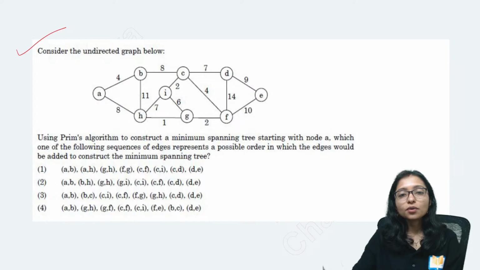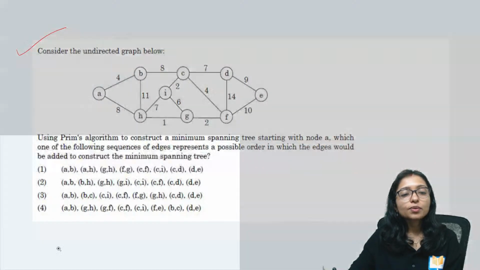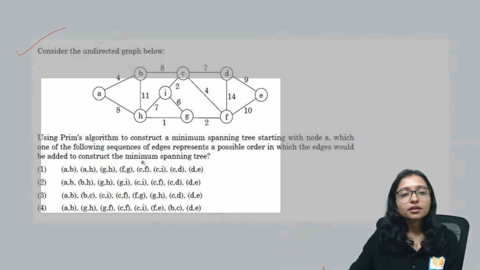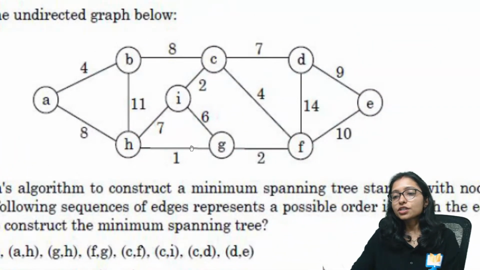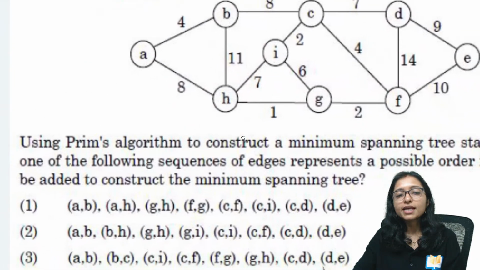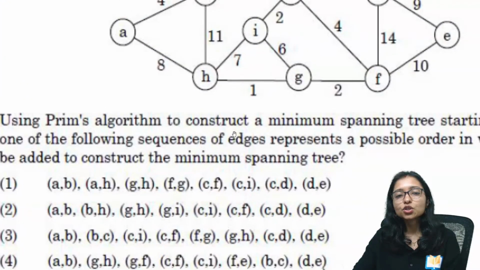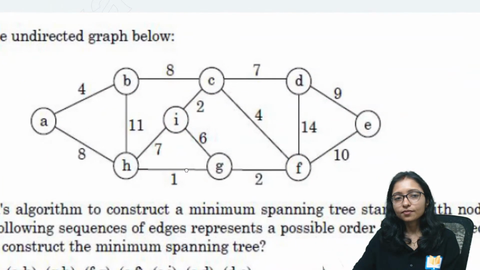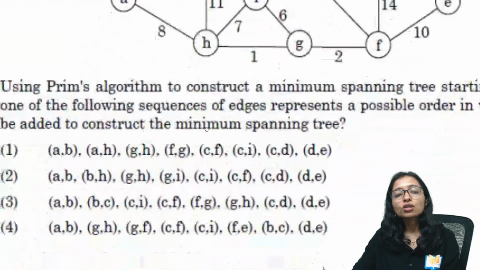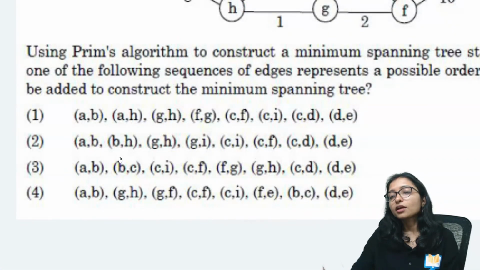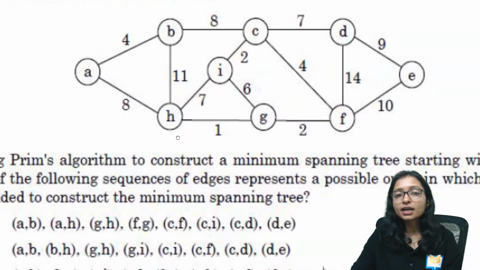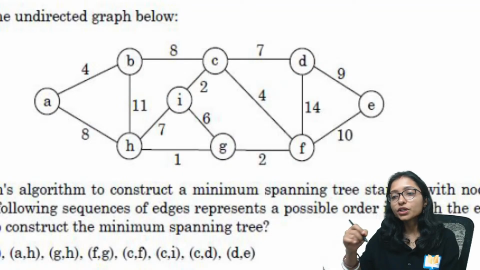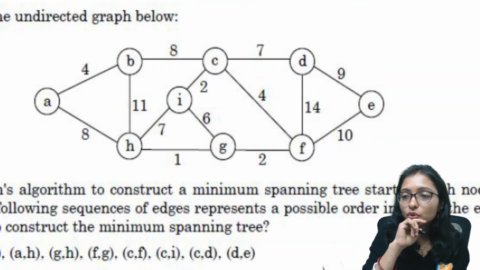This is the question on Prim's. I am zooming a little bit so that it will be visible for you. Check it. This is the graph. You have to do it using Prim's algorithm. What are the correct options? Using Prim's, here all the options started with A. Prim's is working with vertices, so your starting vertex is A. According to that, you have to go ahead.